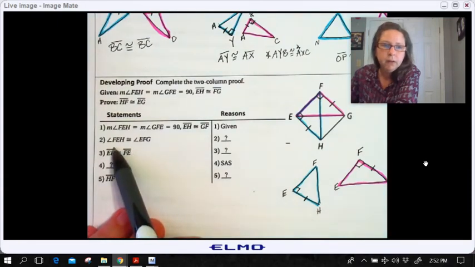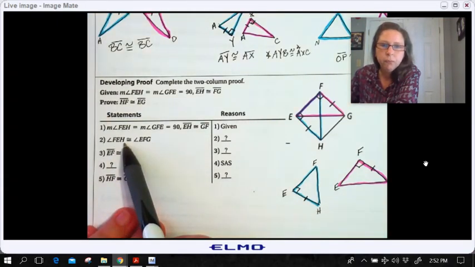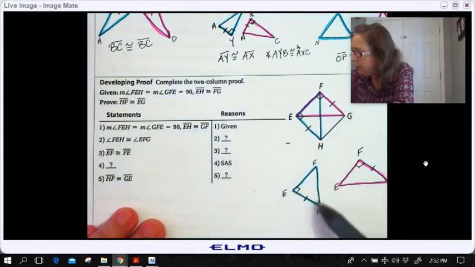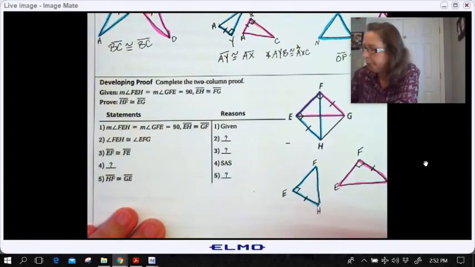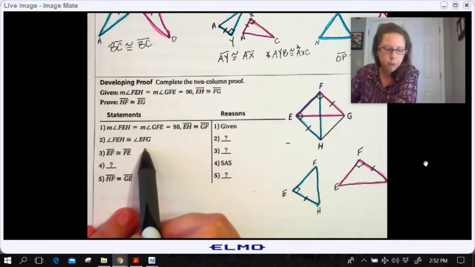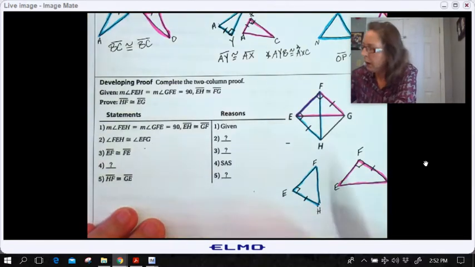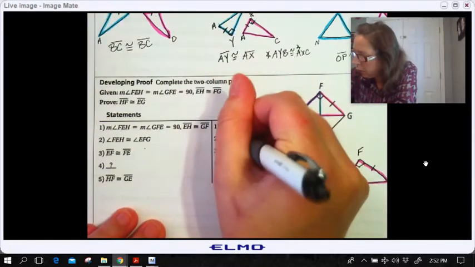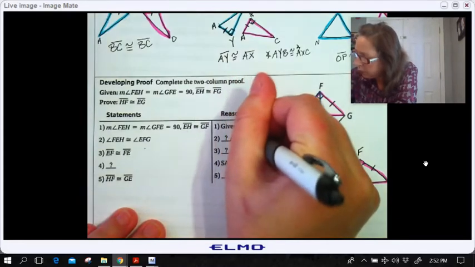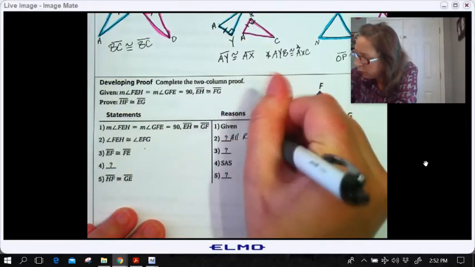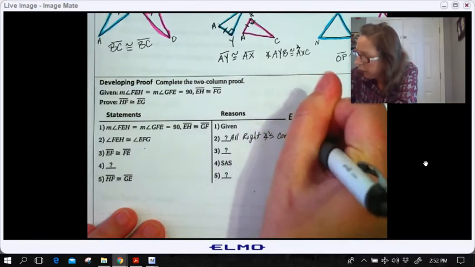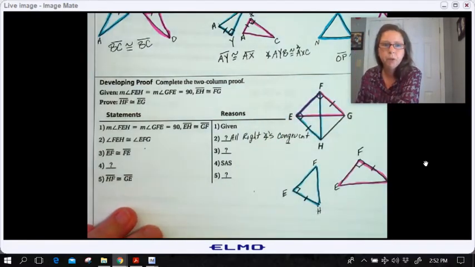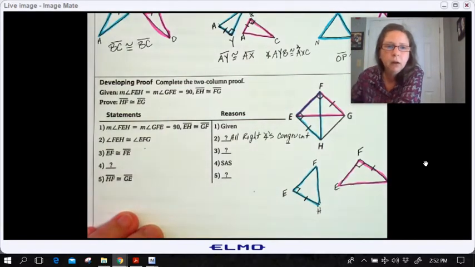Now let's take a look at this. Angle FEH is congruent to angle EFG. Well, that's true. How do I know that? Well, I know that all right angles are congruent. They all equal 90 degrees. Okay, let's take a look at another one.